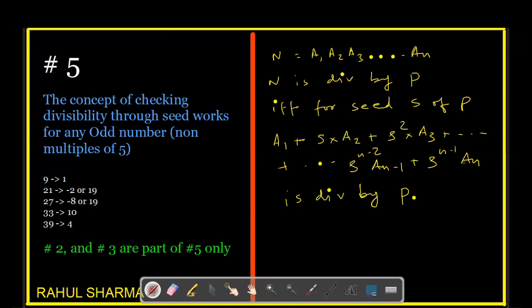And it is easy to see this expression is nothing but we are reapplying the seed rule. We first applied the seed s to the last digit an. In the next step, we again reapplied the seed s. So we kept on applying the seed n minus 1 number of times. And when you do that, you are left with this expression. This is a very useful expression and it helps us solve a lot of problems when it comes to divisibility criteria by odd numbers or primes.